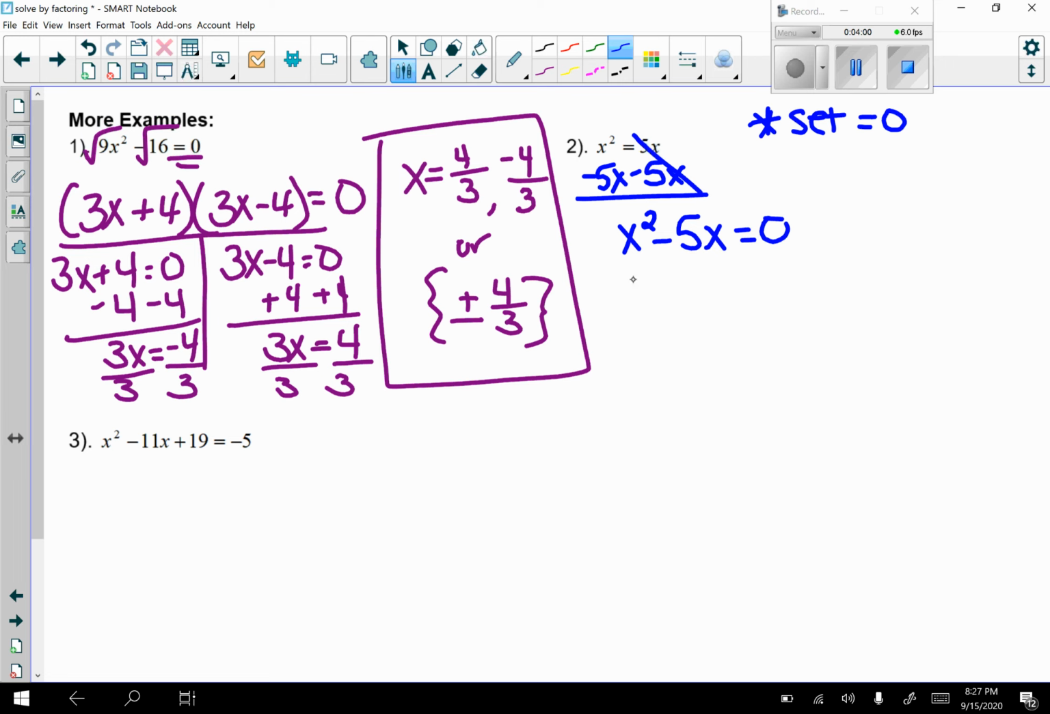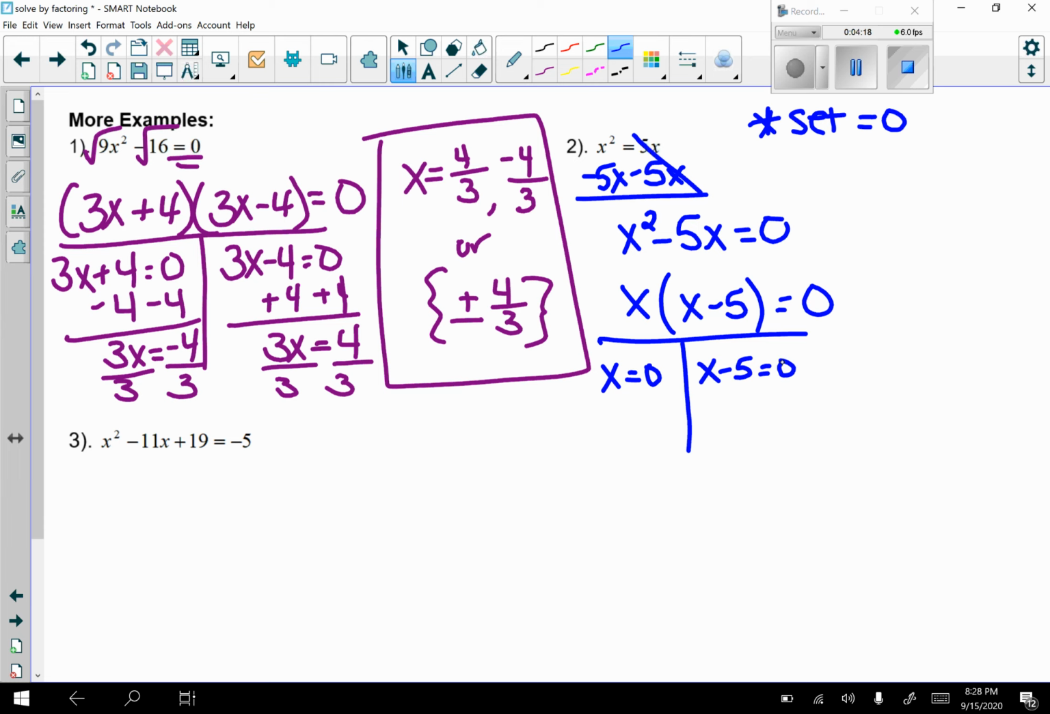I have a GCF here. So I have an x, and then left over x minus 5. This is why factoring is so important, because if you can factor, you can also solve. Now I'm going to tee off. I get x equals 0, x minus 5 equals 0. The left side, there's nothing to solve. The right side, I'm going to get x equals 5.